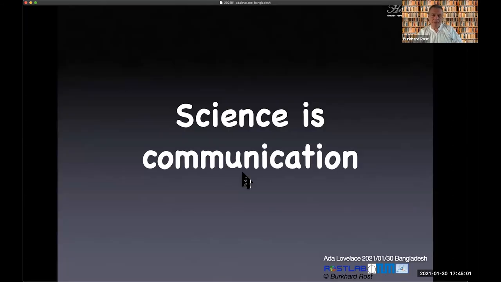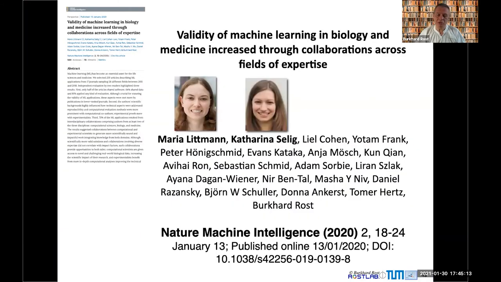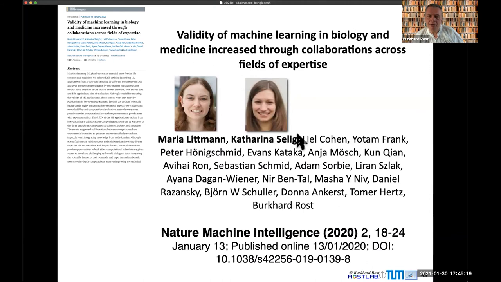The important thing I believe in life always is not to forget that science is communication. It's communication between nature and us. It is communication between us. And communication also has to do with the way you present your science. And here is a paper from Maria and Katharina that is about the validity of machine learning being increased if you connect people from different expertise.